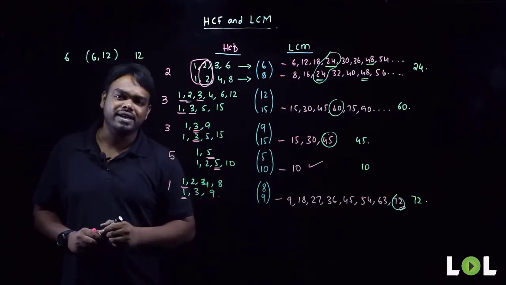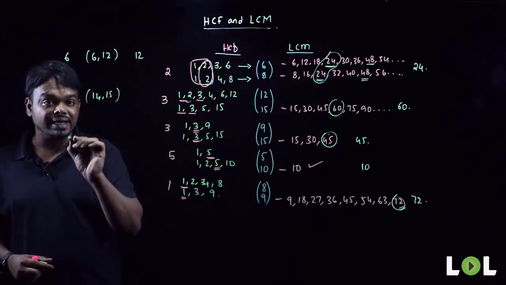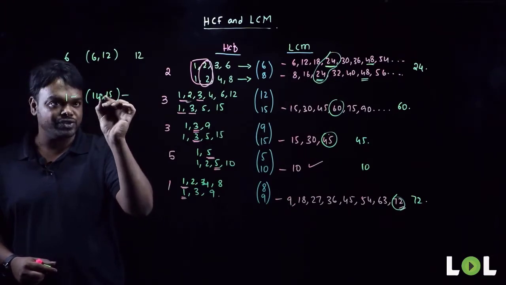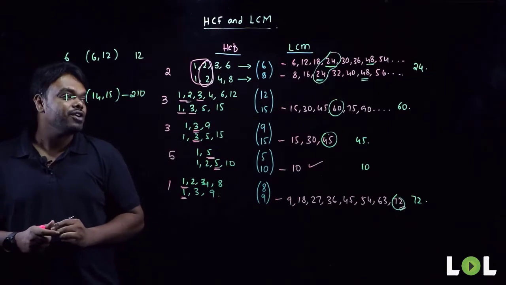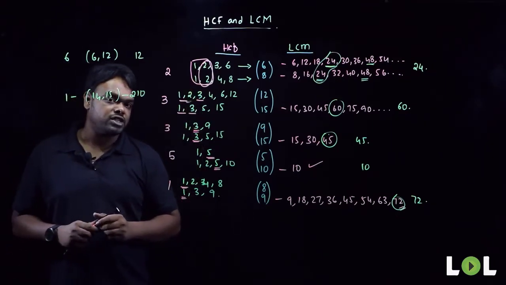So let us take another example. Suppose I take 14 and 15, you can directly tell these are co-prime numbers. So the HCF is 1. The LCM is the product of these, that is 150 plus 60, 210. So these are a few common observations. Apart from this, there is one more important observation you have to see.